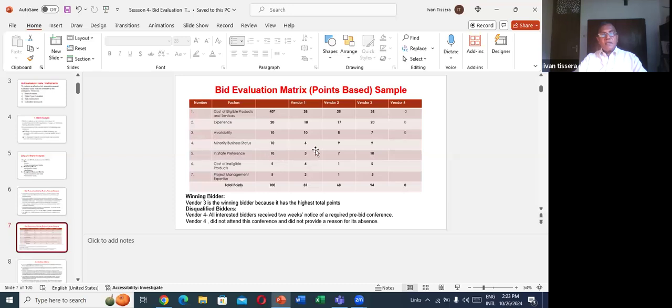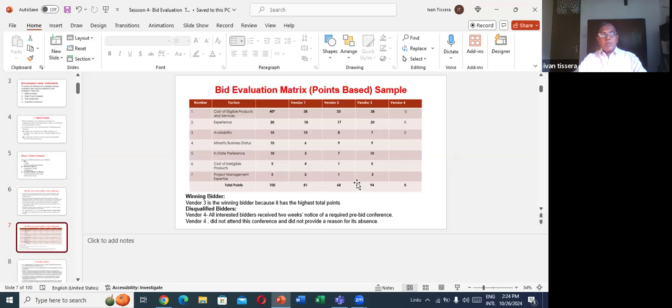Business status all 99 and some percentage 86. State preference 10 marks for the vendor 3. So that is preference, something like our domestic preference. Cost of intangible product, different marks.